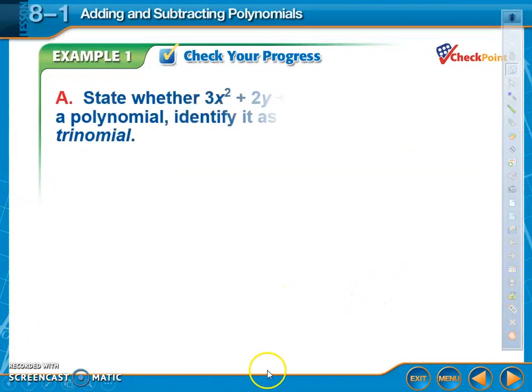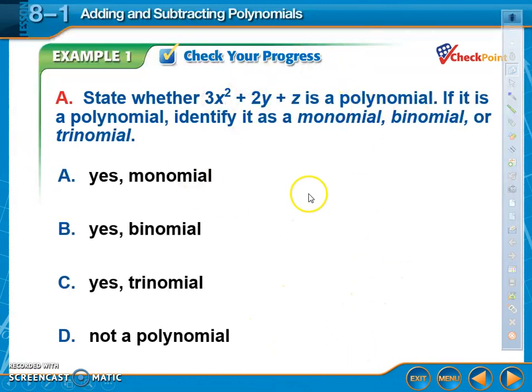Okay, so lots of checking your progress questions. I'm going to go through them pretty quick today. Looking at this, is it a monomial, binomial, trinomial? Well, there are three different terms in this sentence, and they're separated by addition or subtraction signs. So yeah, that's going to be a trinomial right there.